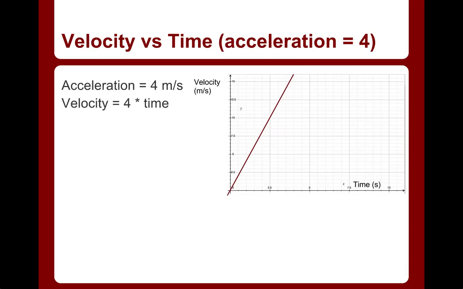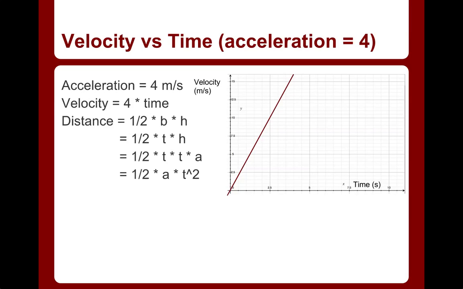And to find the distance traveled, you still calculate 1/2 times base, which is time, times the height. But the height is just the time multiplied by the acceleration. Or in other words, distance equals 1/2 times time times time times acceleration, or 1/2 times acceleration times time squared. And this right here is really the equation you want to know. Distance equals 1/2 times acceleration times time squared. In the previous example, acceleration was 1, so I just left it out.